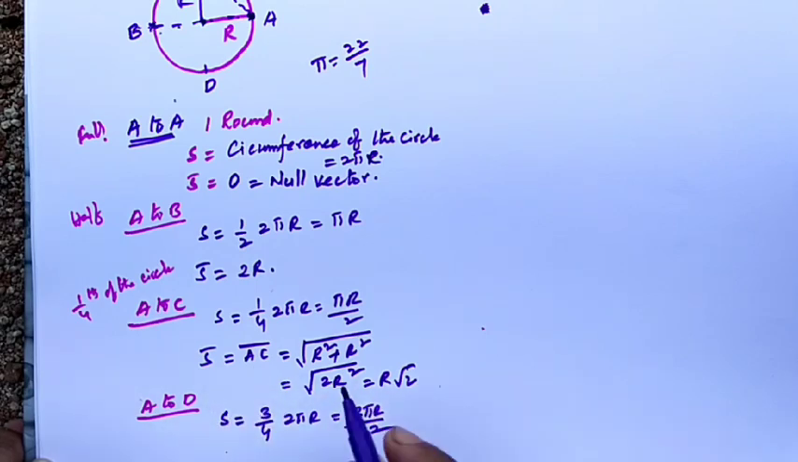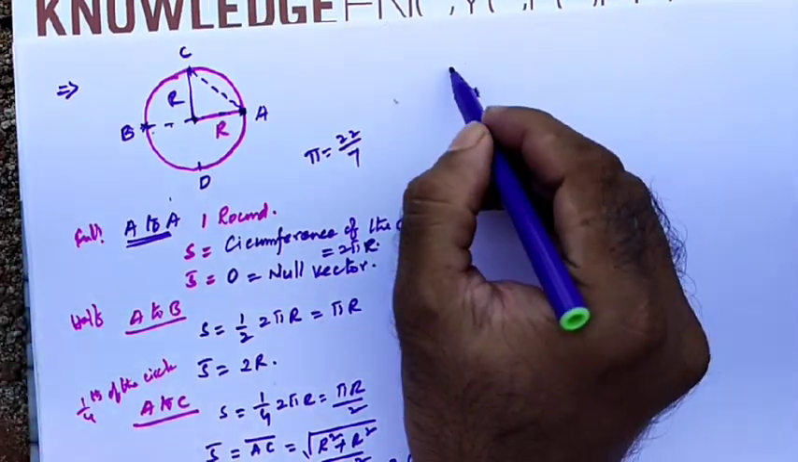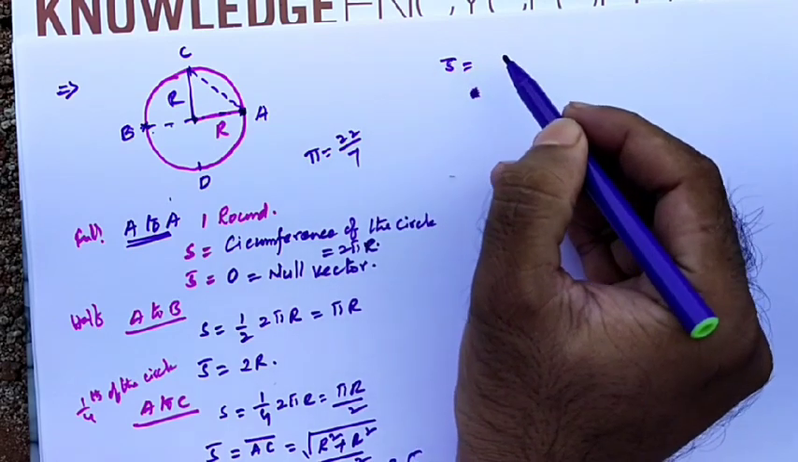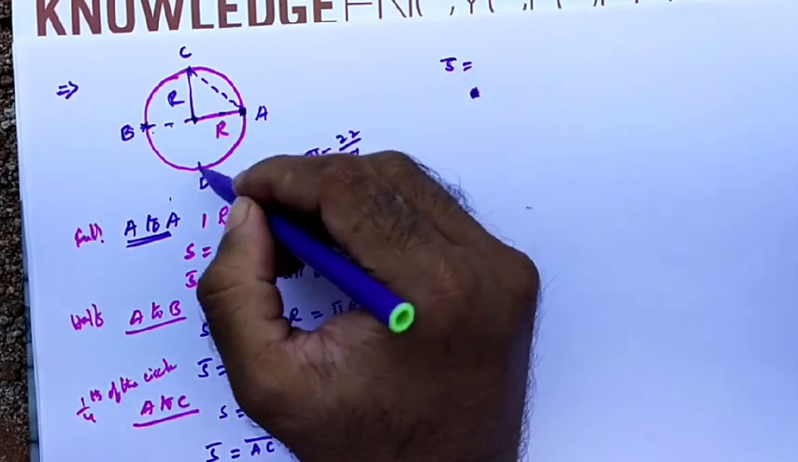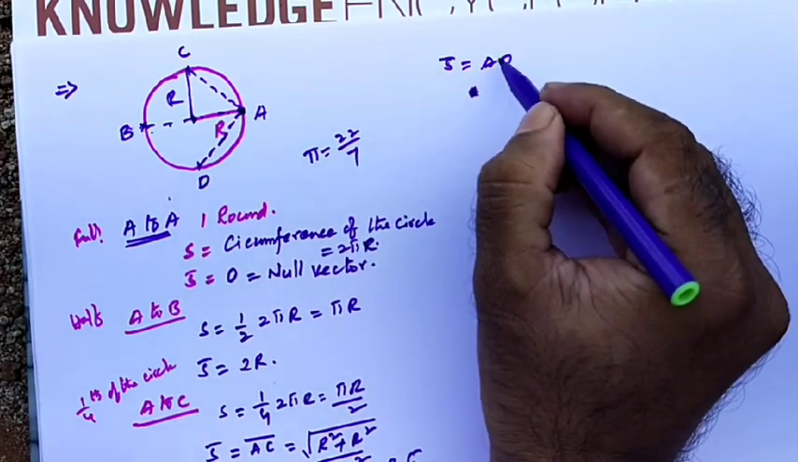Now what is the displacement? Let us calculate the displacement in this case. Displacement is nothing but the starting point to the ending point, you draw a straight line. That is the displacement. That is the AD vector.